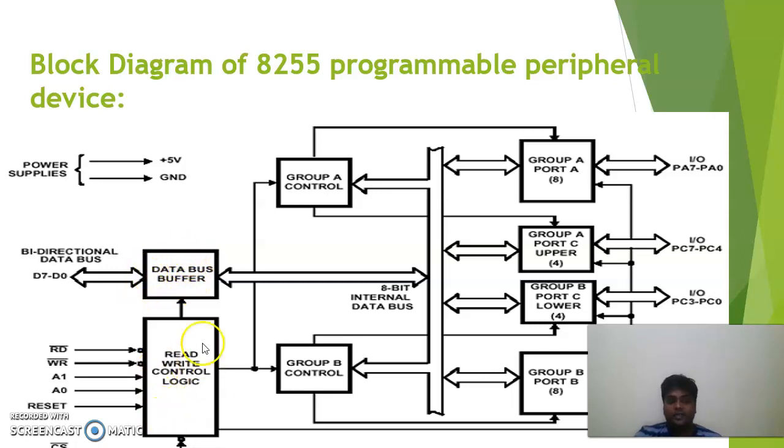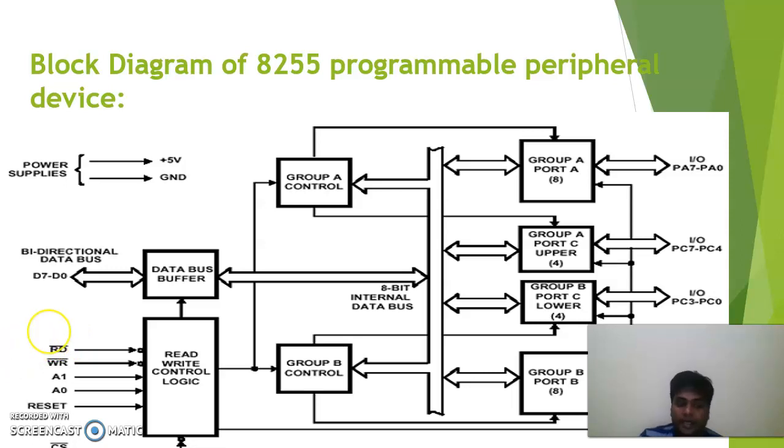Now the next one is the read write control logic. The read write controller basically handles the control signals that are provided by the control as well as the address bus of the microprocessor. So with the help of the control and address bus, the control signals are provided, and finally this read write control logic provides the control information. The read write control logic basically has different signals.